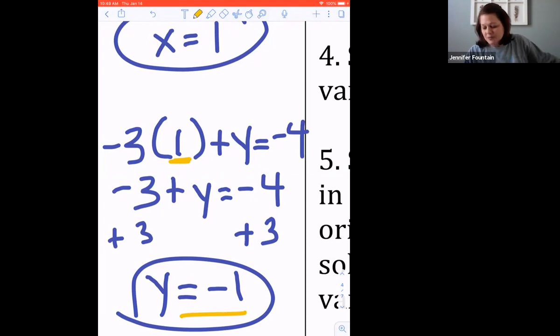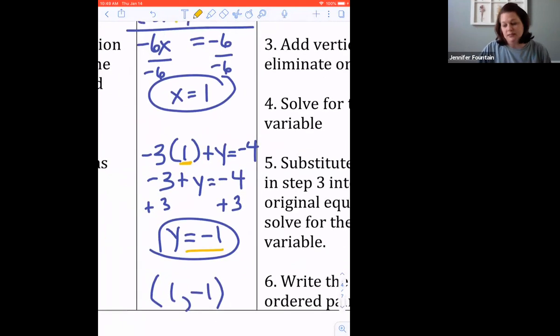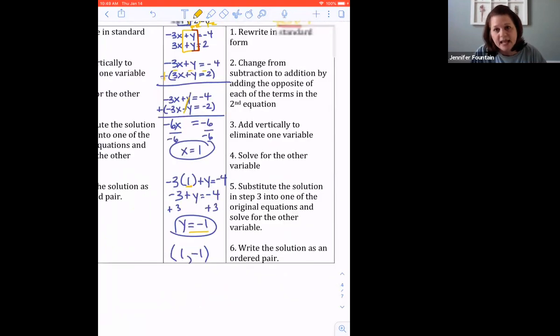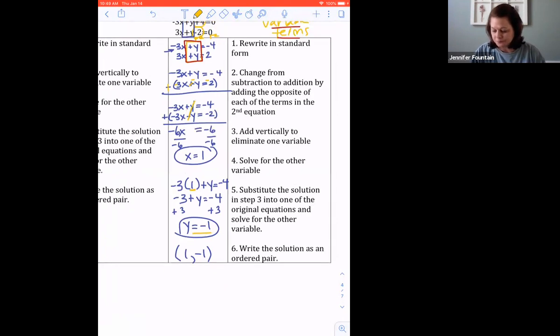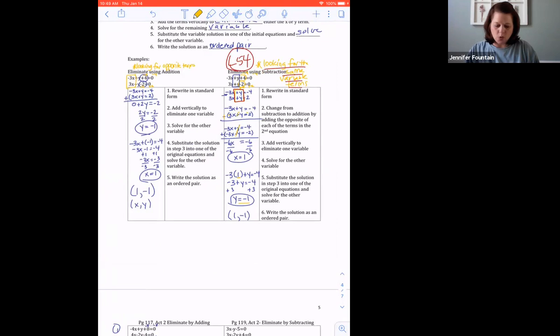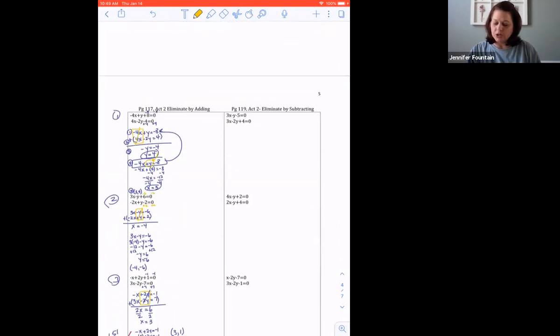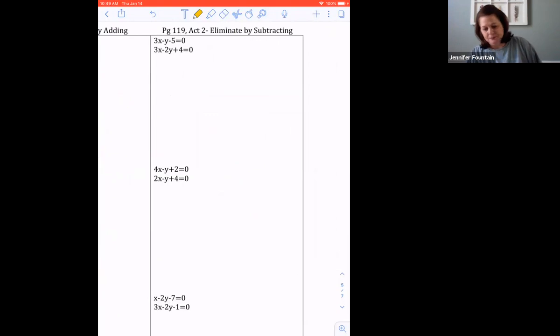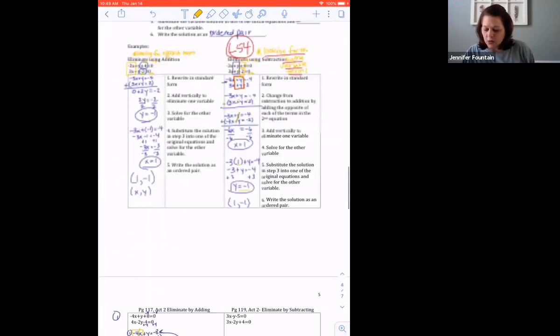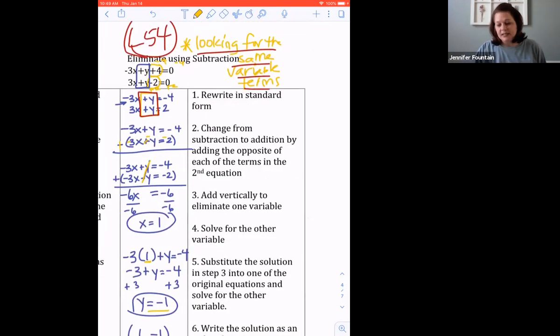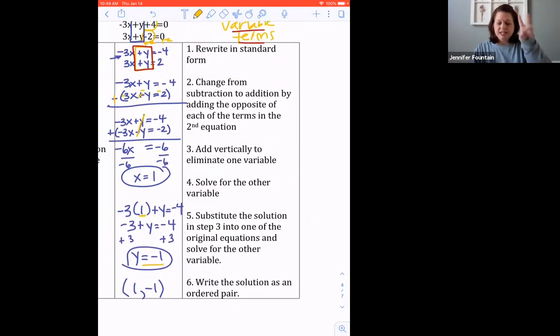Stop. Okay, so we found that x is 1, y is -1 with subtraction. So we're going to keep practicing with that today on how to change to adding the opposite. Okay. So on page 119, we're going to look at that classwork there. So first of all, real quick, let's look at our rules. Rewrite in standard form is the first. Change from subtraction to addition by adding the opposite is step 2. Add vertically and eliminate one variable, solve for the other, substitute, and write our answer as an ordered pair.